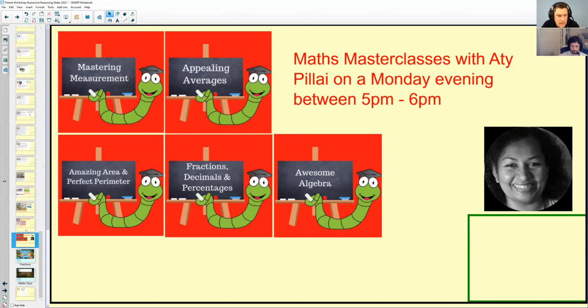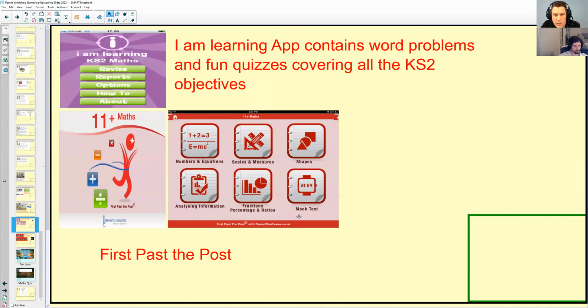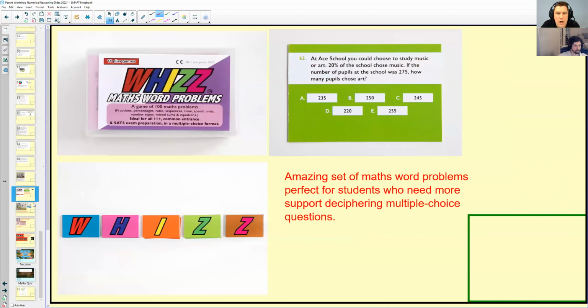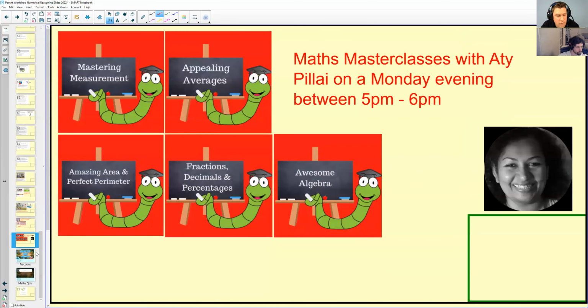Just on the slide above, Luke, could you just click on that one? That's the one regarding the app First Past the Post, which again is very, very good for the 11 plus, covers all the different objectives. And there's another one which I really have found incredibly useful called I Am Learning To, which is another really, really good app to use. As I say, most of these games and activities we've got on the slides today are mentioned in the booklet.